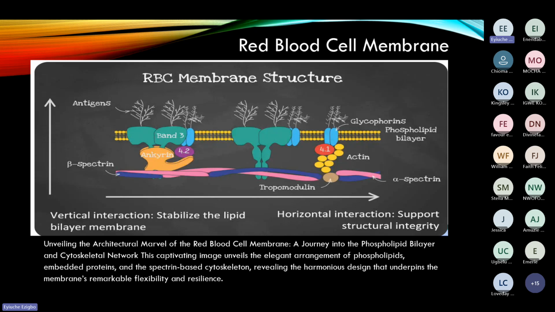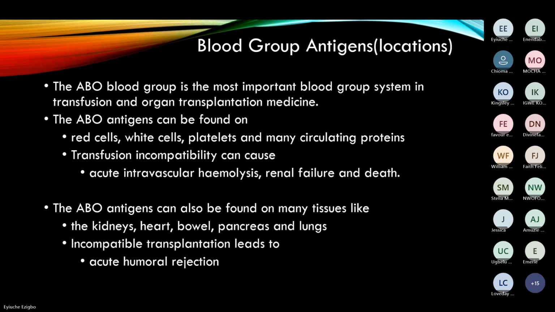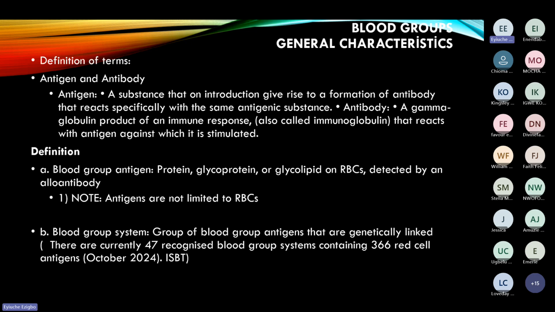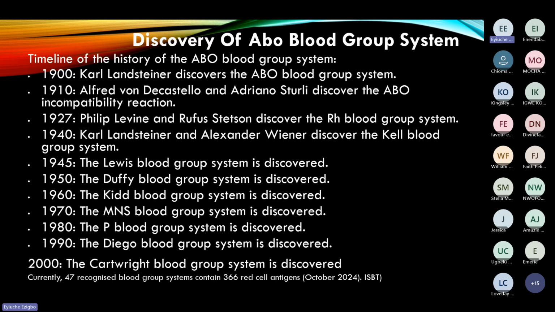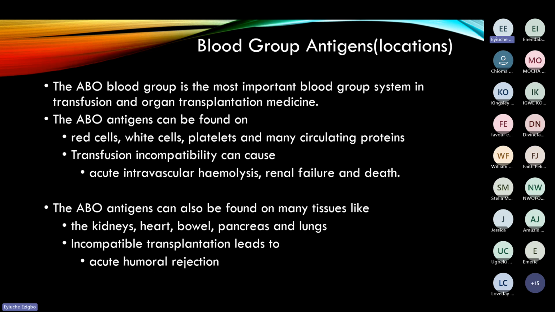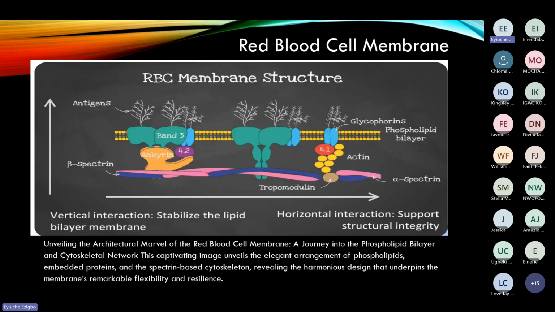So we have done the definition of terms and discovery. Here we have the red blood cell membrane. This is a very simplified image of the red blood cell membrane. The image is very simplified to show some of the key contents of the red cell membrane.